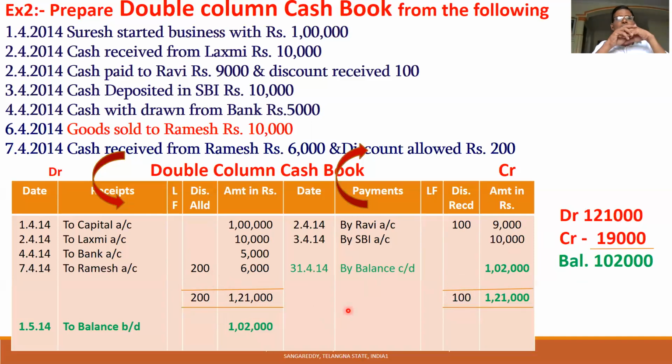This is about the double column cash book. Very easy. Receipts are debits, payments are credits. Whenever we pay cash, we receive discount. They are going to be shown opposite to each other. That's about the double column cash book.